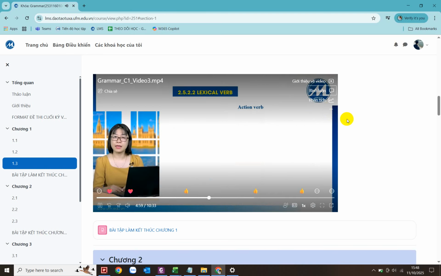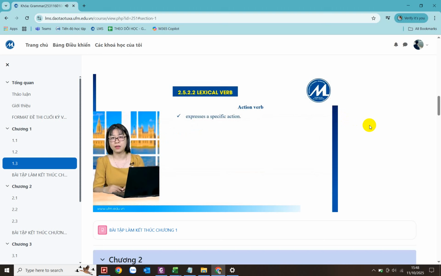The second subtype is action verb. An action verb expresses a specific action. It includes intransitive and transitive verbs. An intransitive verb requires no object after it. For example, he's running. We don't need to say he's running what. Here, the intransitive verb running requires no object after it.